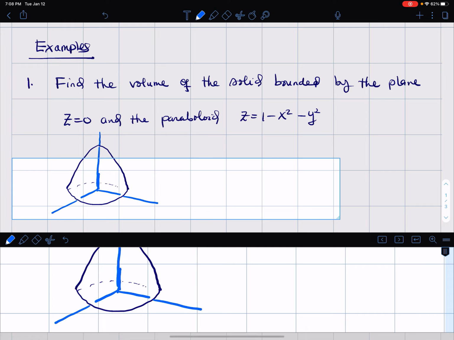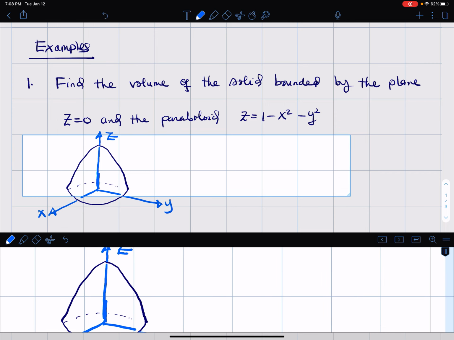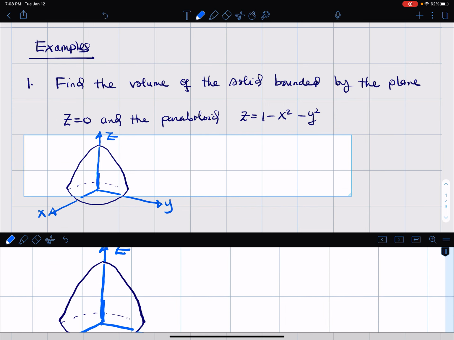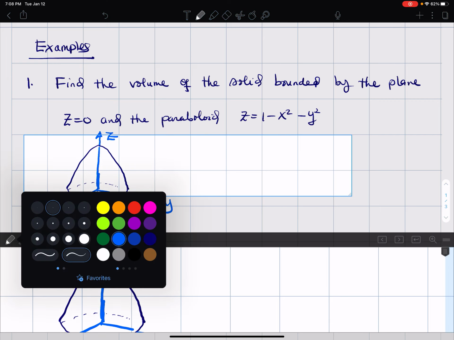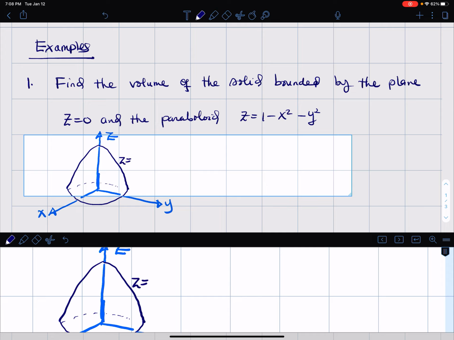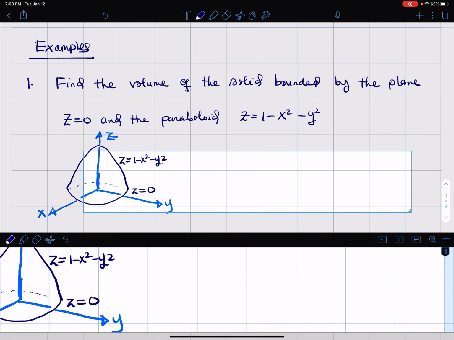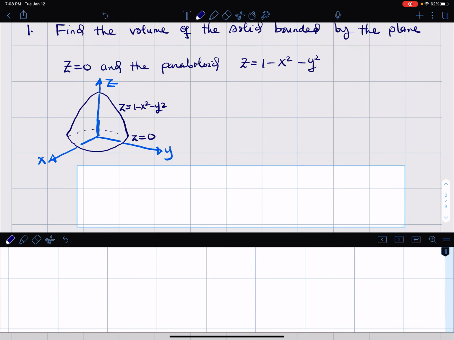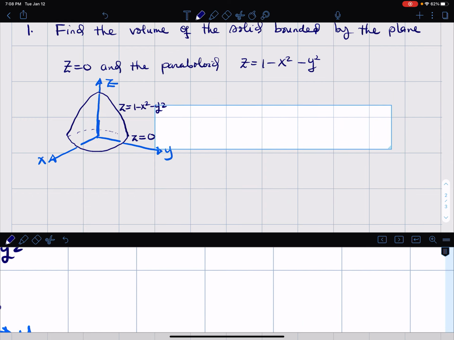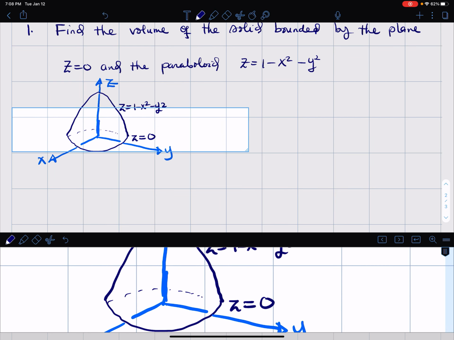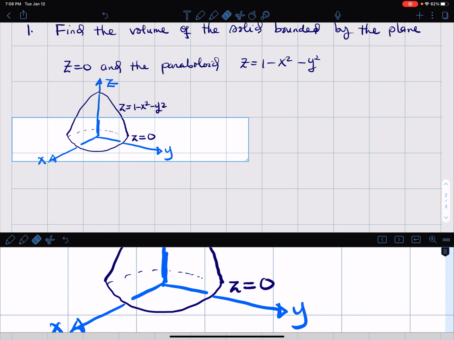Y, X, Z. Okay. So this paraboloid is z equals 1 minus x squared minus y squared. Now, the xy plane is z equals 0. Okay, so we have our region in the xy plane, which is this region right here, the circle.